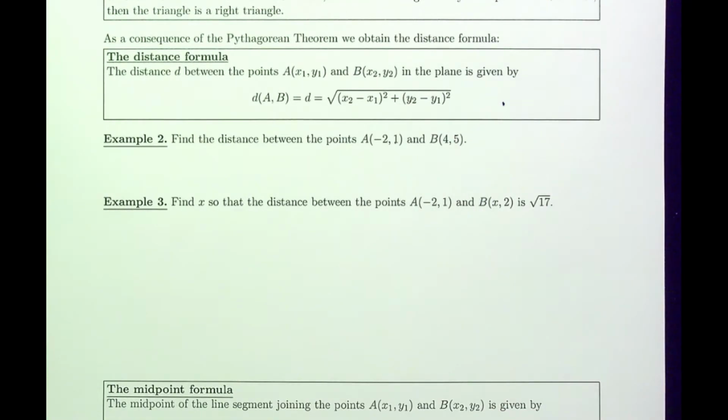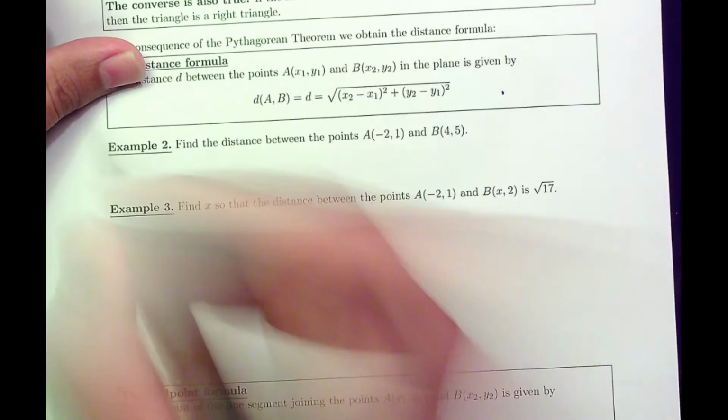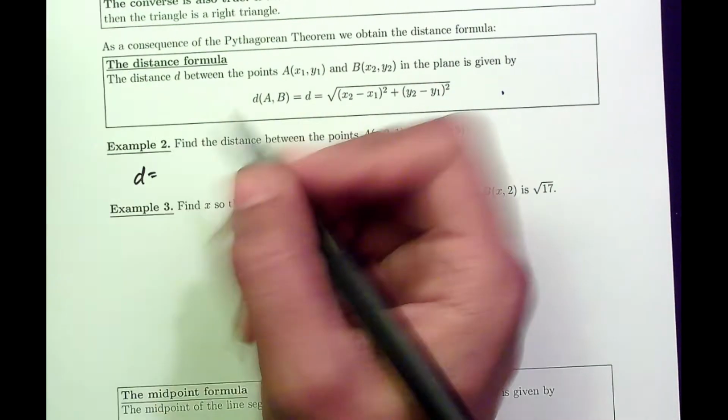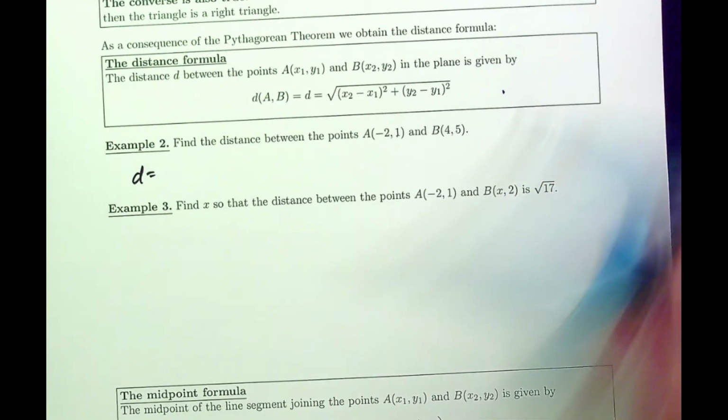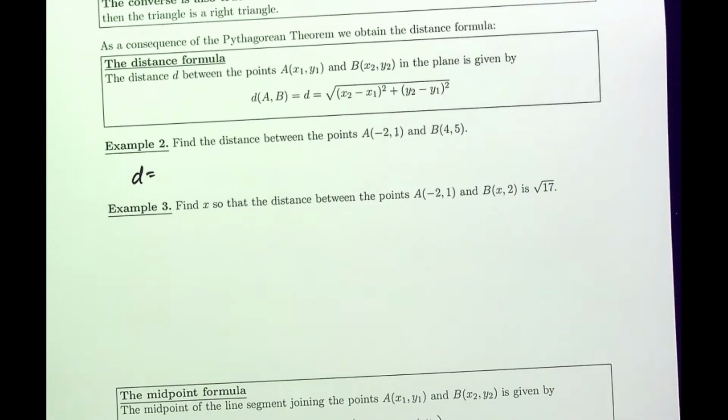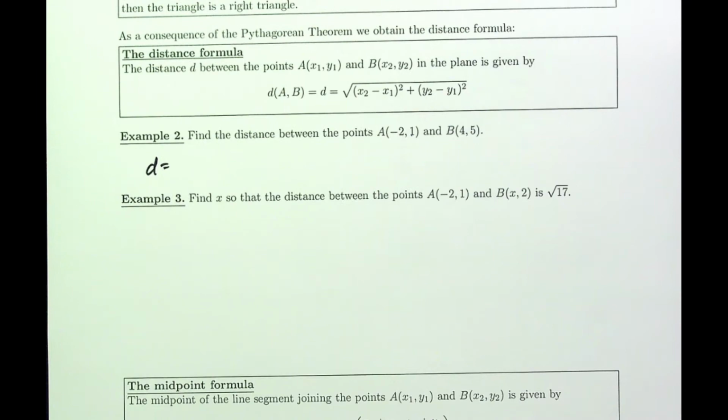Alright, so let's do the first example. Find the distance between the points A with coordinates -2, 1, and B that has coordinates 4, 5. This is not hard if you memorize the formula, which you need to. You'll use it in calculus, and you'll be expected to know it.